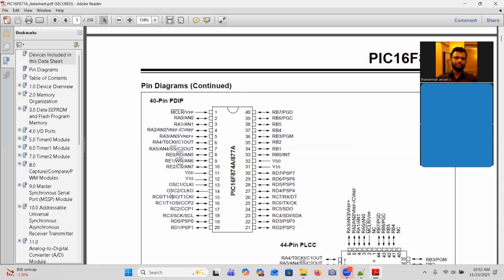Right. So we have RC, timer 1 oscillator, timer 1 oscillator input. I believe they use timer 1 for something that we will study.